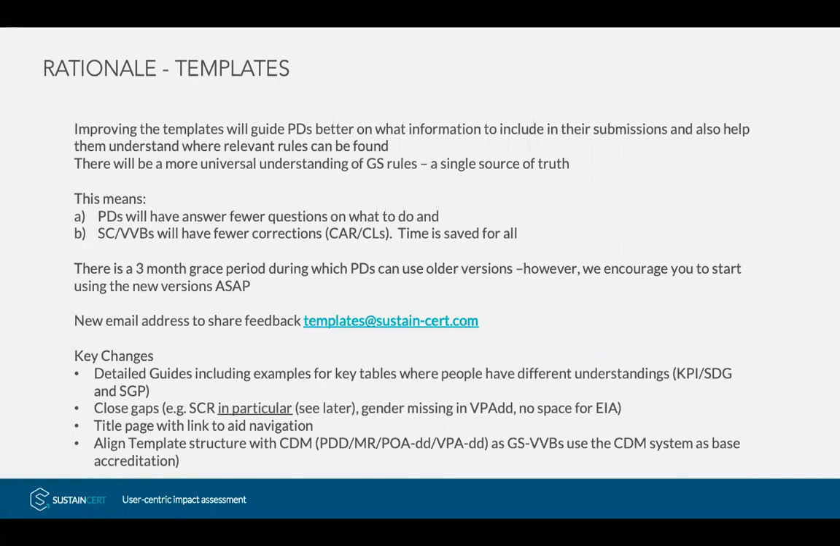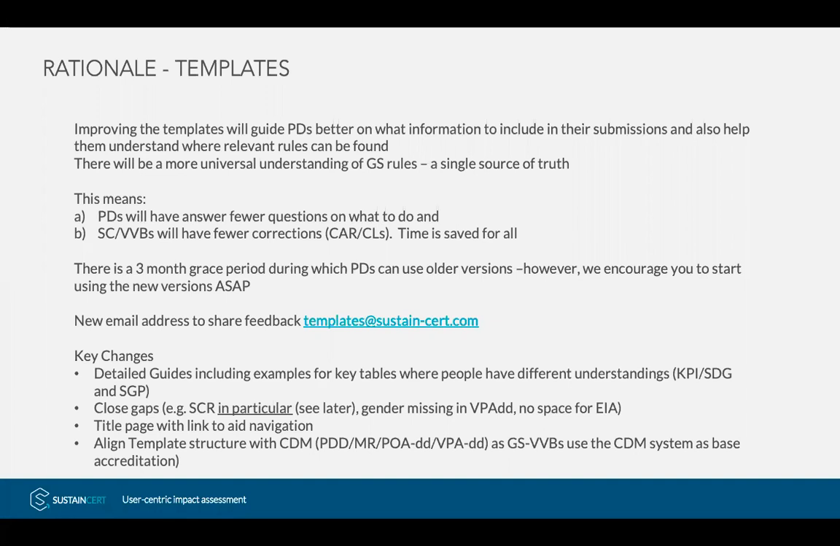We've also worked with Gold Standard, as you would expect as well. So the key headline changes really are that the main thing is actually improved guidance and examples for some of the things where we know that people have different understandings.